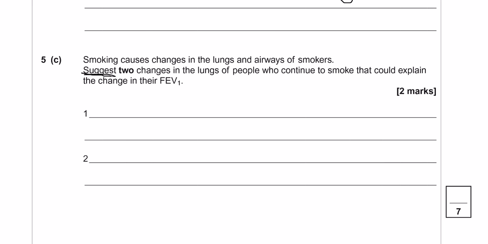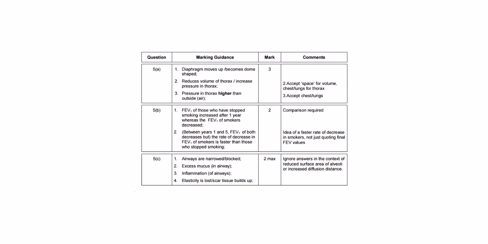There could be excess mucus in the airway, inflammation of the airway, or elasticity is lost, or scar tissue builds up. In terms of the answer, the examiners are told to ignore answers in the context of reduced surface area of alveoli or increased diffusion distance. The reason being is that they want you to explain 2 changes in the lungs. They don't necessarily want you to talk about a wider context of the alveoli, for example. They want you to talk about the lungs.